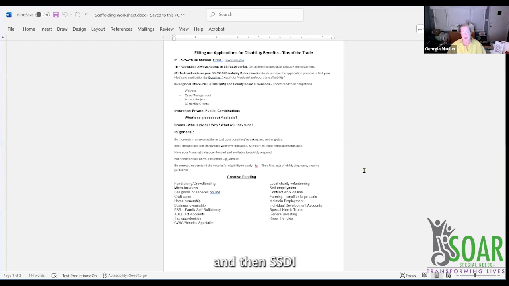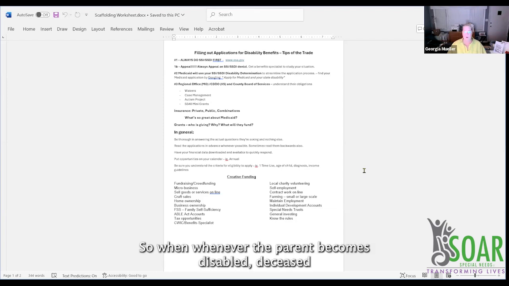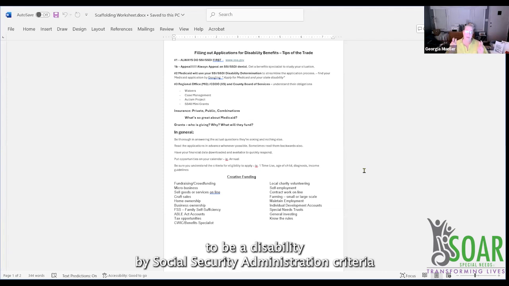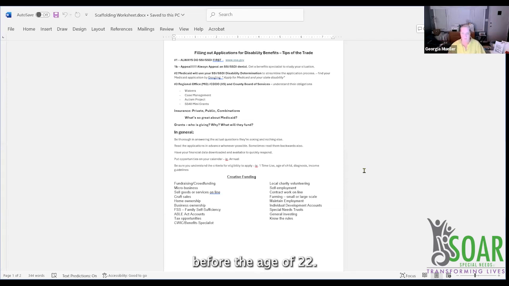And then SSDI is based on the person having worked. So either the individual has worked or their parent has had a work record, or their parent is retired or deceased or disabled as well. Whenever the parent becomes disabled, deceased, or retired, their child can take advantage of SSDI payments as long as they had a disability that was determined by Social Security Administration criteria before the age of 22.